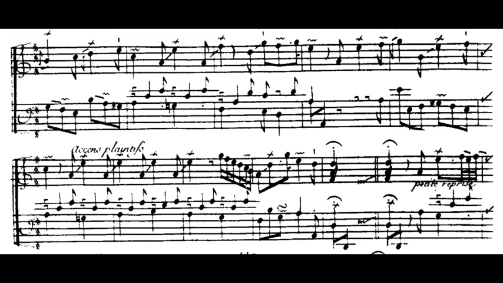accent plaintif. There is in a way something crying. The rossignol doesn't cry, but there is something neo-romantic.